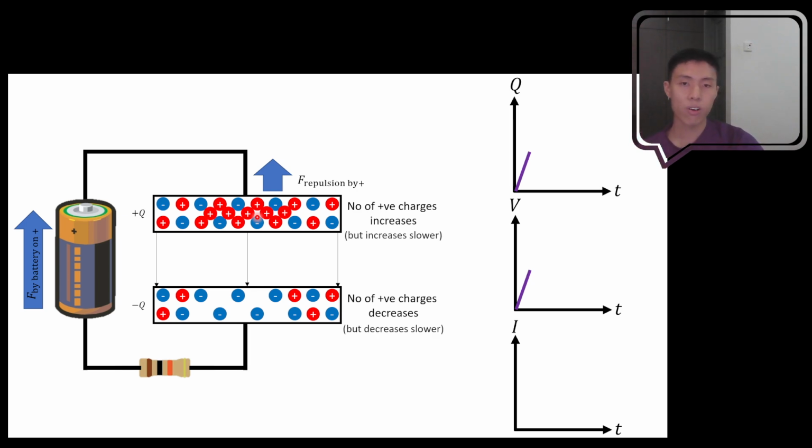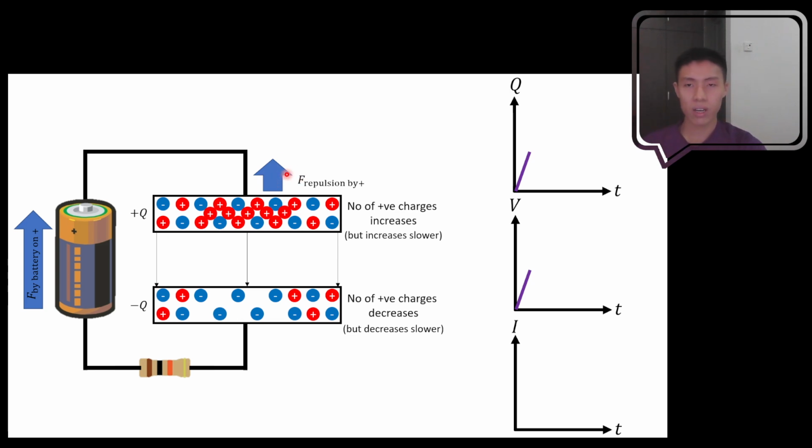Why is the number of positive charges increasing slower in the upper plate? Why is the number of positive charges decreasing slower at the negative plate right now? The reason is that here there's a charge stored, but it's increasing slower because of this repulsion over here. It's as if it's not so easy anymore for the battery to pump charges to the upper plate. There's some repulsion here, some resistance. We don't want any more positive charge to come in. Please, we don't want more.